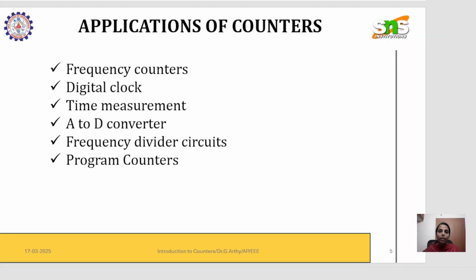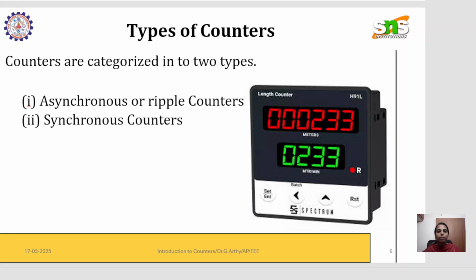There are different applications of counters. In practice, in real time, we use counters in many places. A few are listed here: frequency counters, digital clocks for time measurement, odometers, analog to digital converters, frequency dividers, and program counters, that is, a clock. In a system, everything is based on a clock. The program counter increases one by one based on counters.